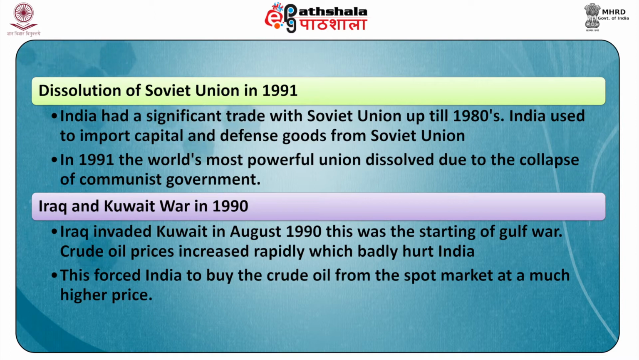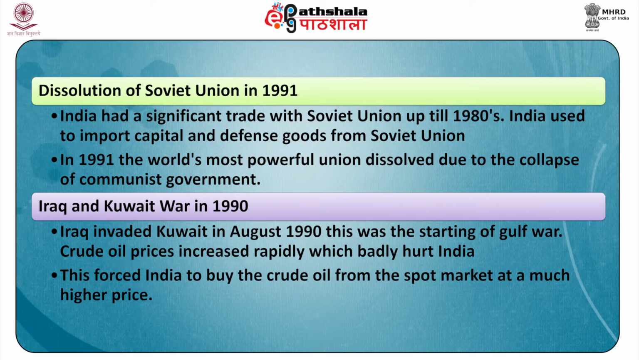In 1991, the world's most powerful union dissolved due to the collapse of the communist government. The flow of rupee trade credit and the export to Eastern Europe declined in 1991. India had a major setback with the dissolution of the Soviet Union in 1991.